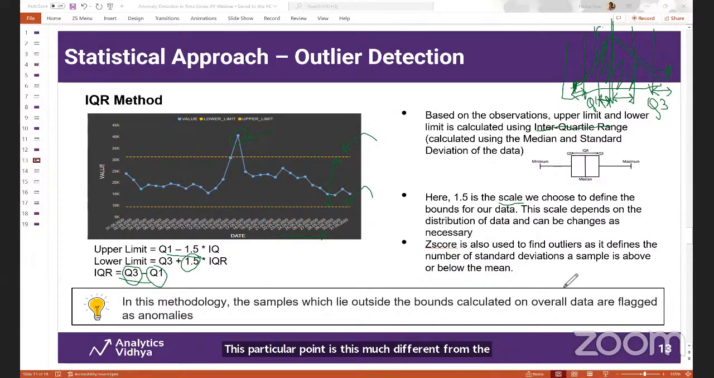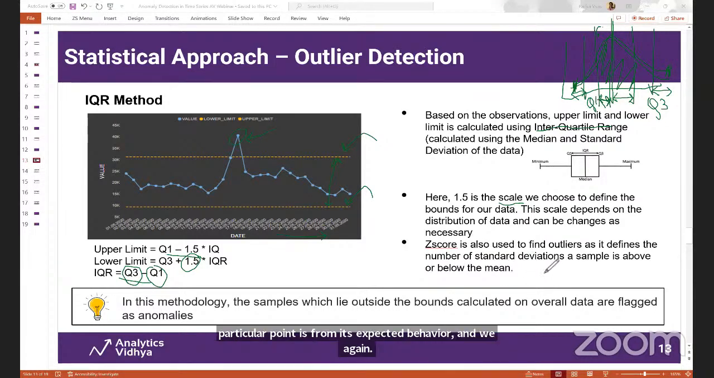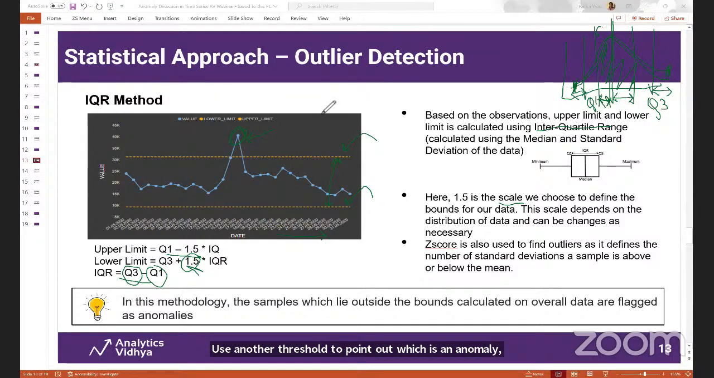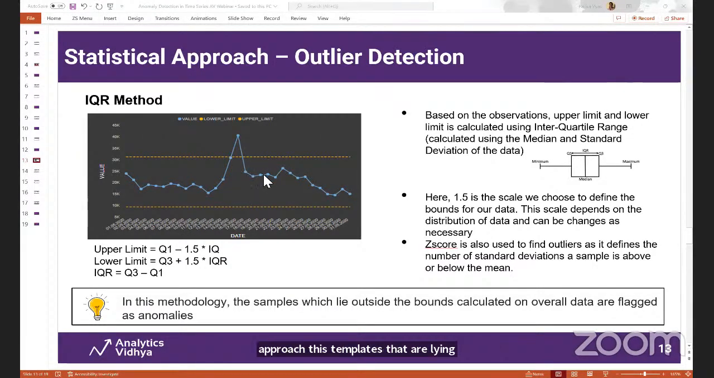And if you are going forward with the Z-scores to calculate the anomalies, the Z-score actually gives us a probability value of how different or how far away a particular point is from its expected behavior. And we again use another threshold to point out which is an anomaly, just like we used a scaling factor of 1.5 over here. So just to summarize what we discussed in this particular approach, the samples which are lying outside the upper and the lower limit, or these bounds that we've calculated, are flagged as anomalies, right?